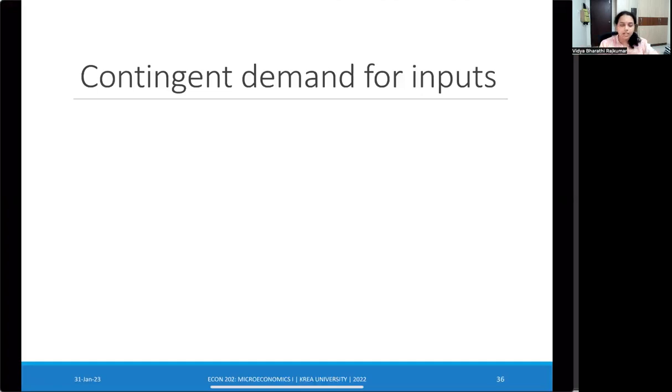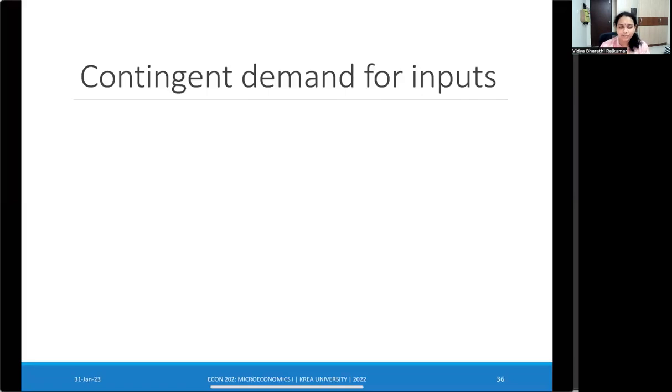We have that tangency condition where W over V equals RTS, the rate of technical substitution. And from there, we write one input in terms of the other, put it back into our production function. And from there, we do a lot of algebra to get our hands on KC and LC, the contingent demand functions for the two inputs. Now, in this video, we're actually going to learn of a quicker way of getting to the answer.